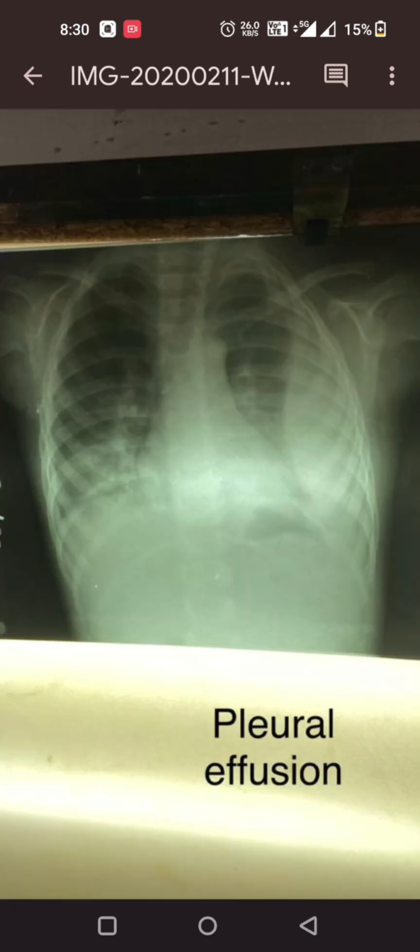This is again same thing, you have to mention. Starting you have to mention all the normal findings. Then coming to the left lung, the pleural space seems to be widened and opacified because of accumulation of fluid, so probably this is a case of pleural effusion.